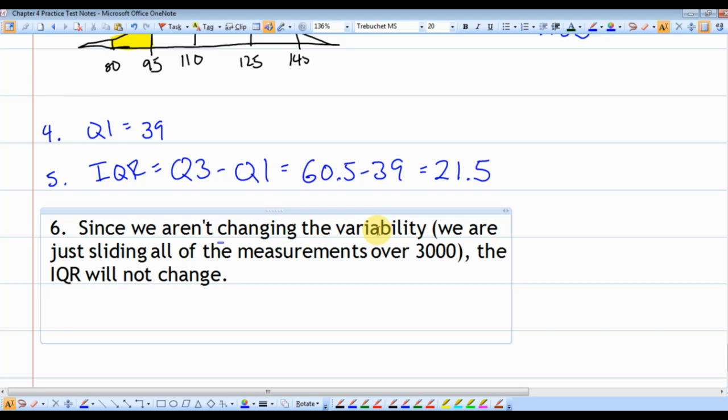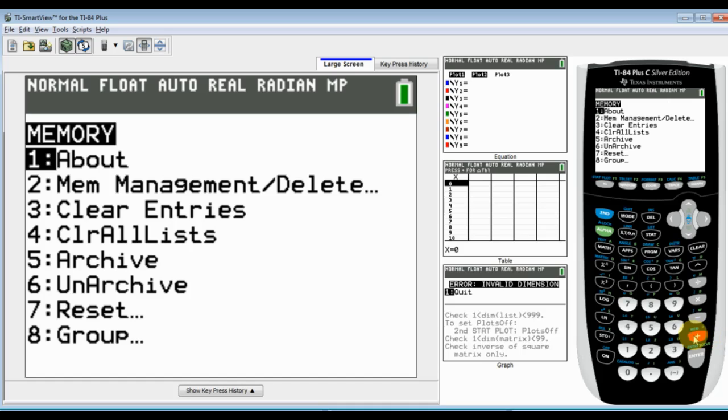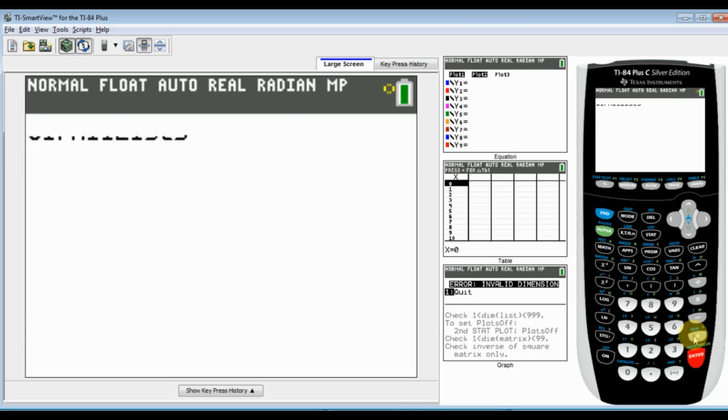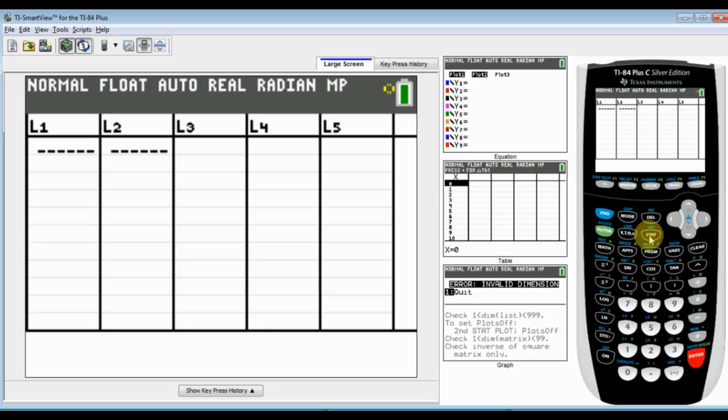7. Rental values are 470, 600. What is the standard deviation of that sample? Okay, we can just do that with a calculator again. So again, take your memory, clear your lists. Go back into the stat edit menu. Let's put those in.